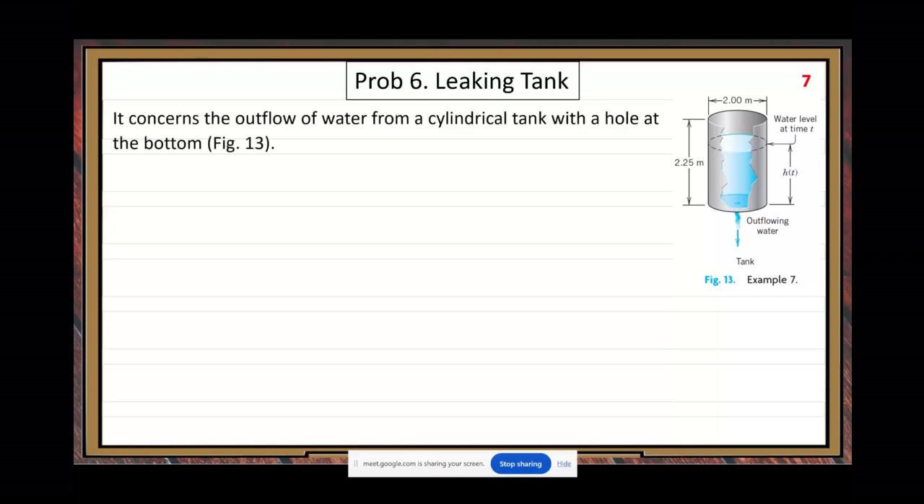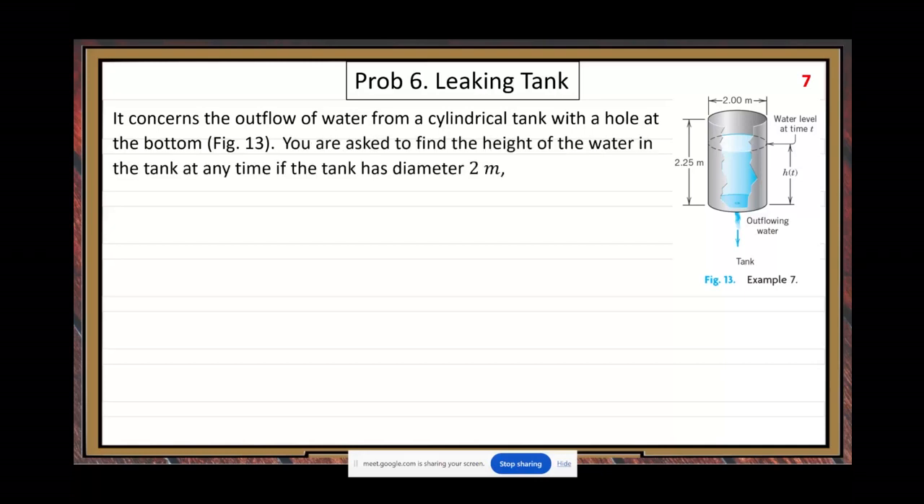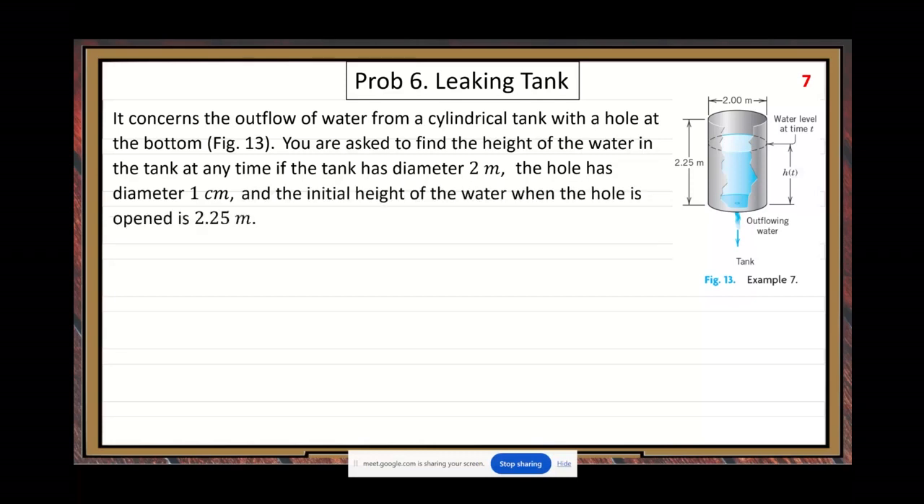look at the question. It concerns the outflow of water from a cylinder tank with a hole at the bottom. You are asked to find the height of the water in the tank at any time, if the tank has diameter 2 m, the hole has diameter 1 cm, and the initial height of the water when the hole is opened is 2.25 meters. When will the tank be empty? That's the question.